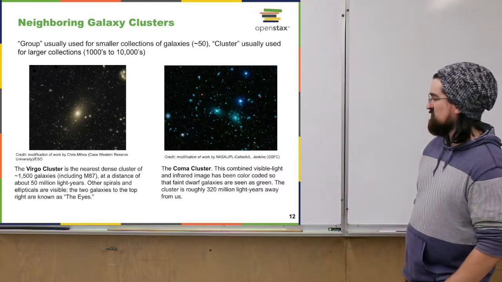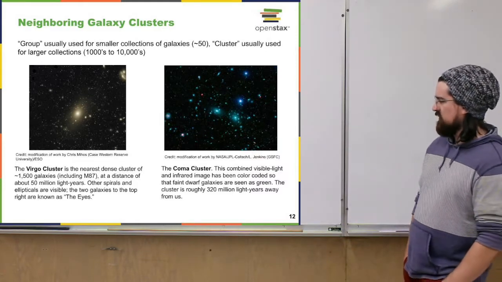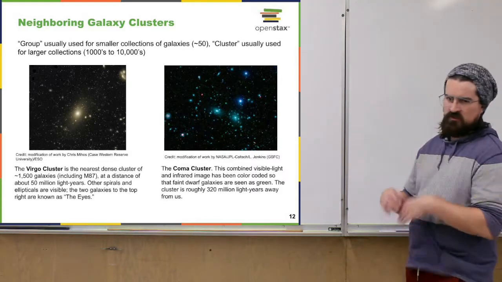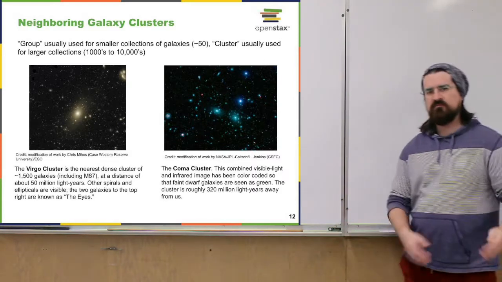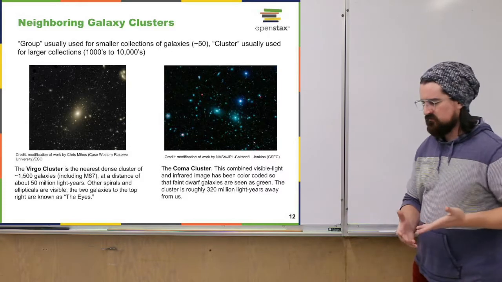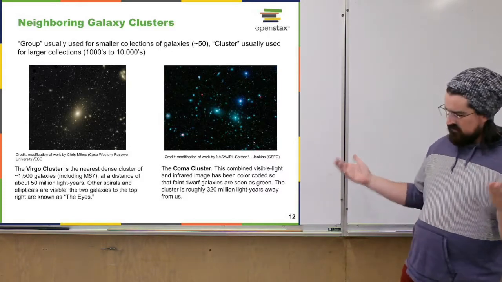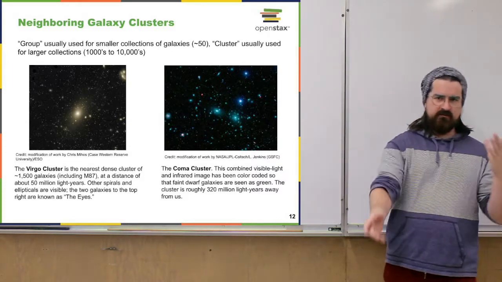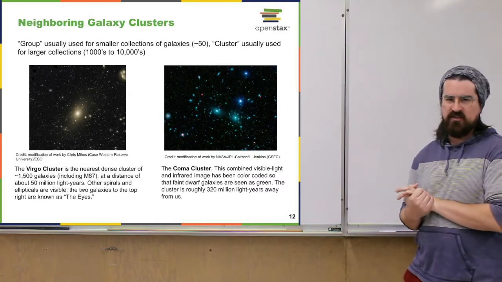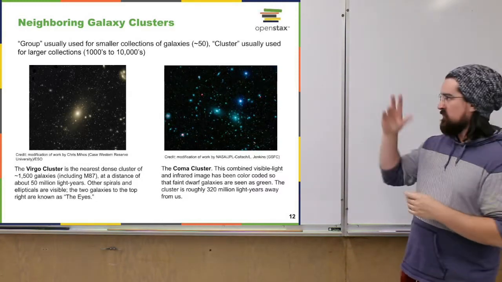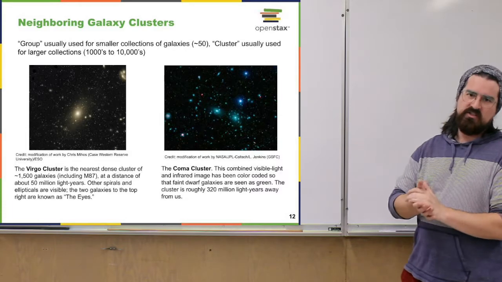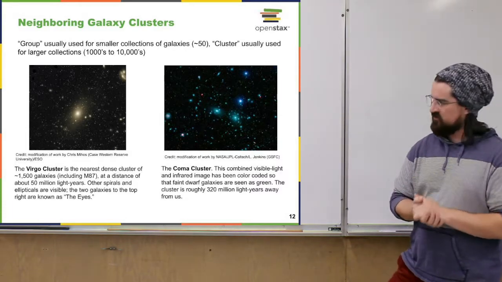This one's a bit further away, 320 million light years away from us. So we have our solar system, right? Our solar system's within the galaxy, Milky Way galaxy for us. Galaxies might have a few neighboring galaxies around them, maybe a few dozen, maybe even up to a few thousand. And we start to have these clusters of galaxies.